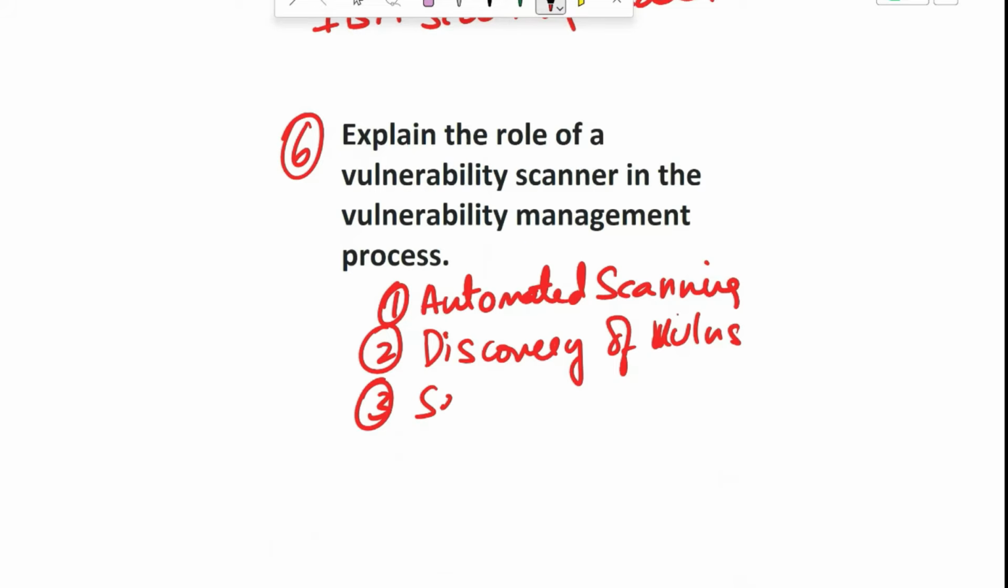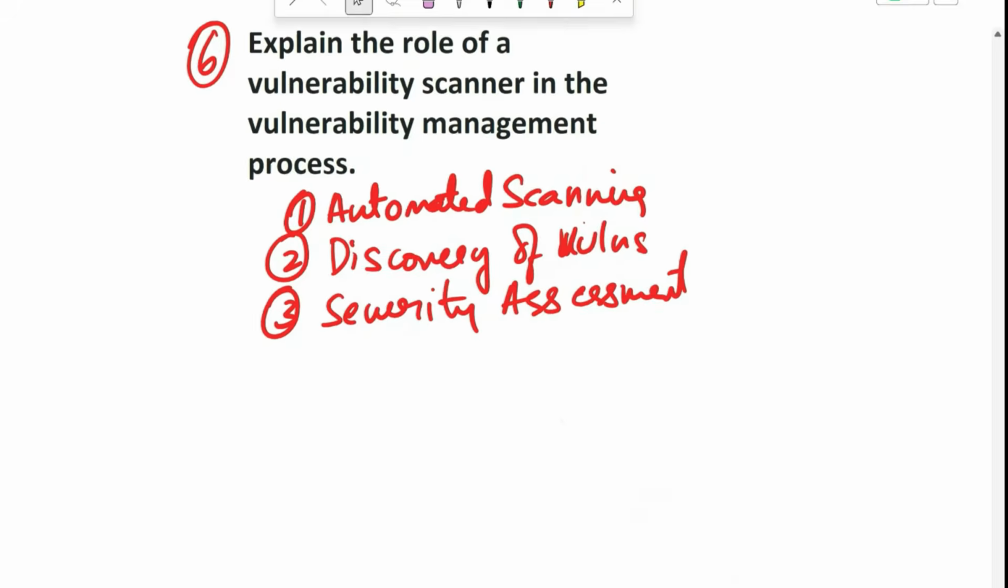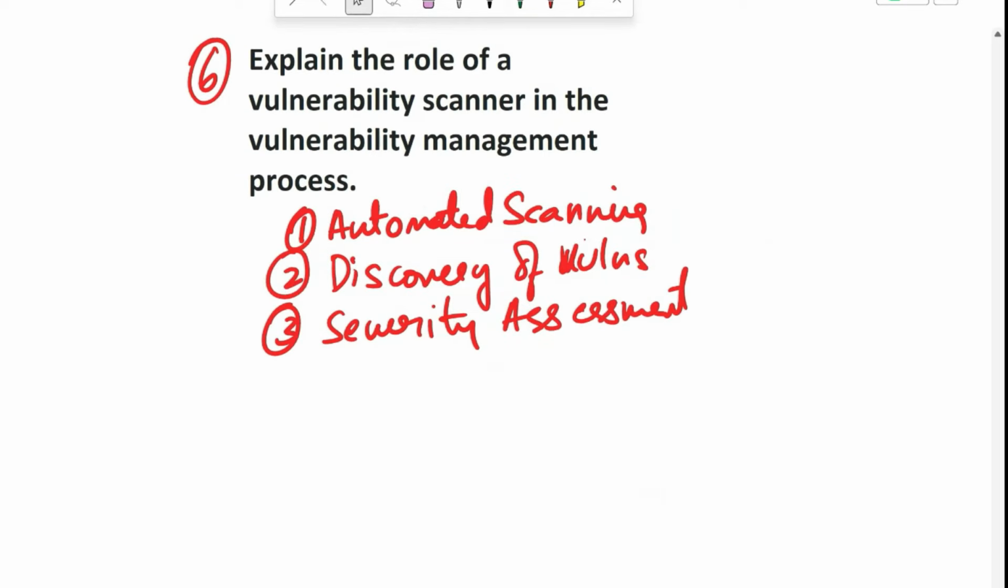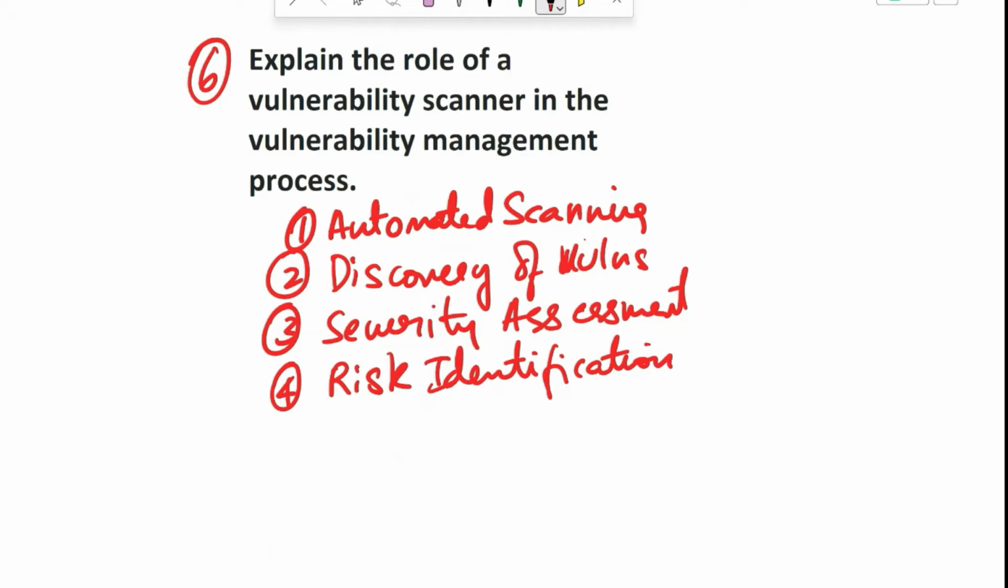Next is severity assessment. Scanners often provide severity ratings for identified vulnerabilities based on industry standards like CVSS. This helps organizations prioritize vulnerabilities based on their potential impact and likelihood of exploitation. Next is risk identification. By detecting vulnerabilities, scanners assist in risk identification by uncovering potential weak points that attackers can exploit. Organizations can then assess the level of risk associated with these vulnerabilities.